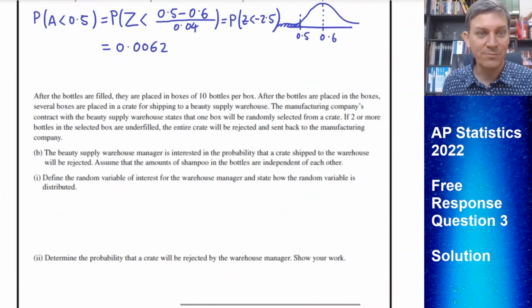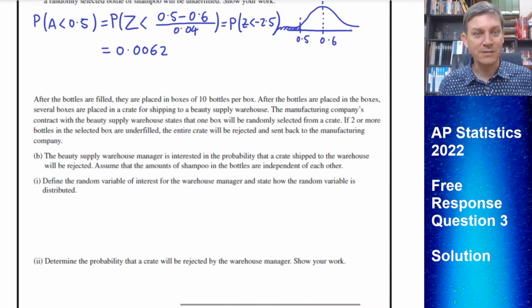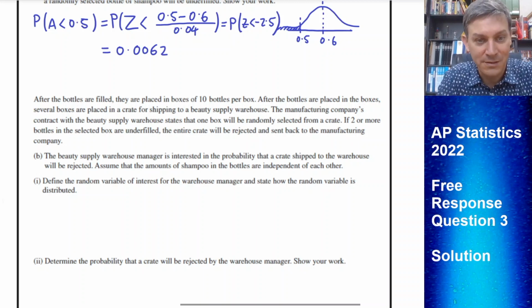Okay, after the bottles are filled, they are placed in boxes of 10 bottles per box. After the bottles are placed in the boxes, several boxes are placed in a crate for shipping to a beauty supply warehouse. The manufacturing company's contract with the beauty supply warehouse states that one box will be randomly selected from a crate. If 2 or more bottles in the selected box are underfilled, then the entire crate will be rejected and sent back to the manufacturing company.